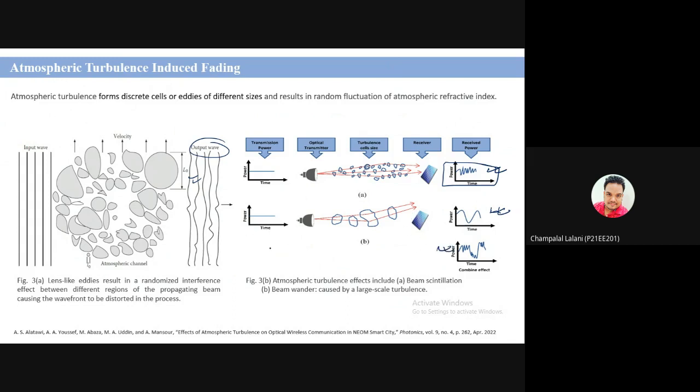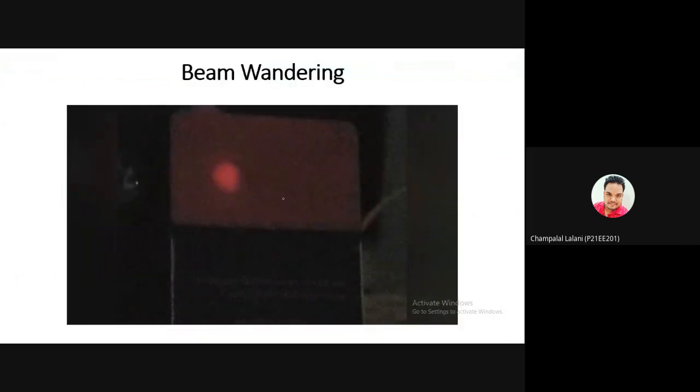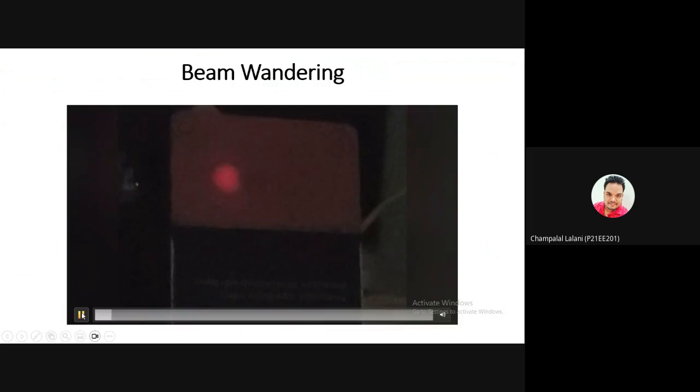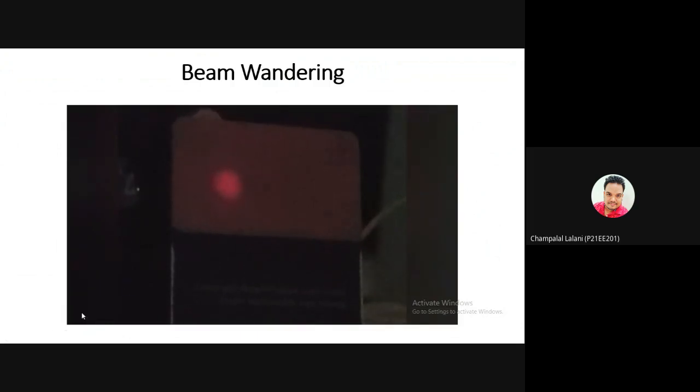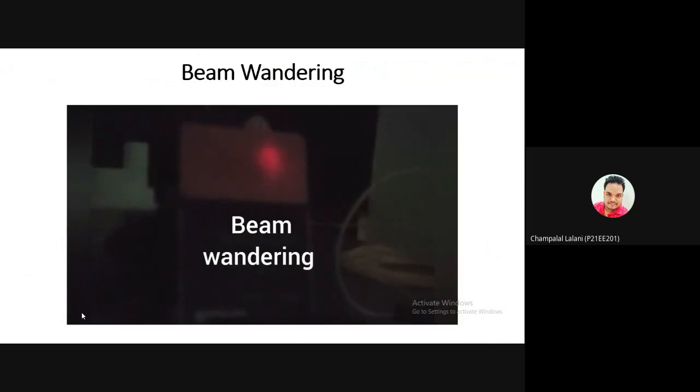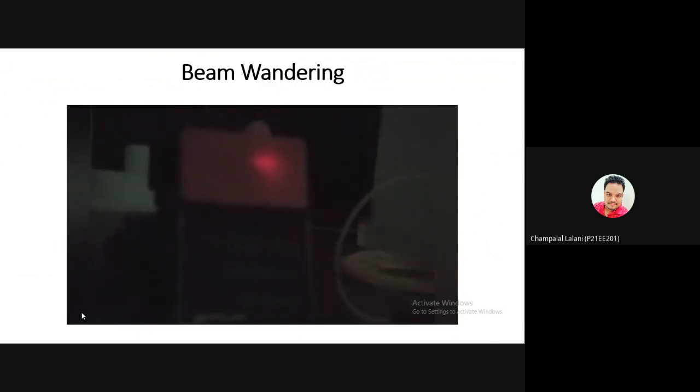And as I was showing you the phenomenon of beam wandering, you can see it again here in a short video. This is the beam without turbulence, and with turbulence the beam wanders, as you can see here.